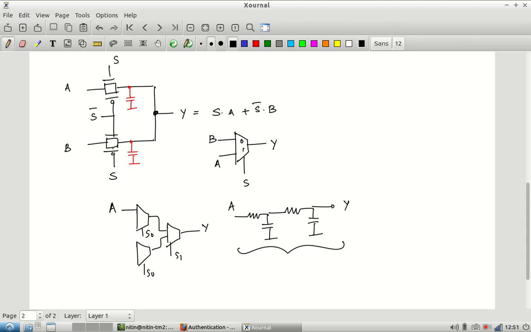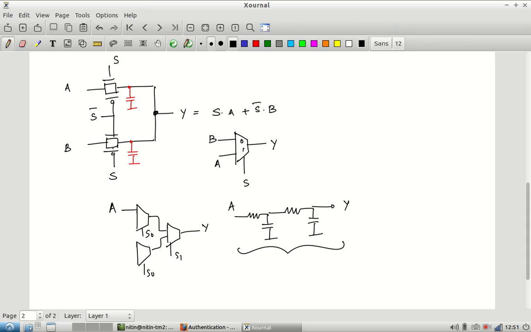But I'm assuming over here that the select signals have already reached their stable values and are not changing, right? Any delay that you are computing is always with respect to a transition. So I'm assuming that S0 is already at 0, S1 is already at 0, so that the path from A to Y is selected. And then A is undergoing a transition from 0 to 1.